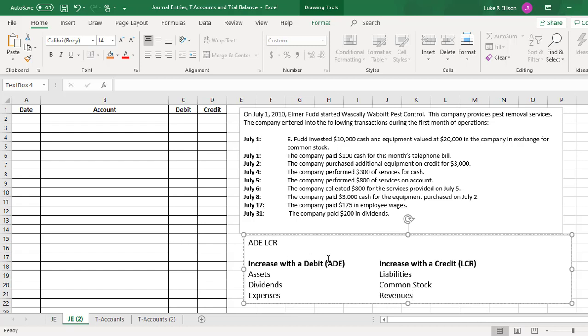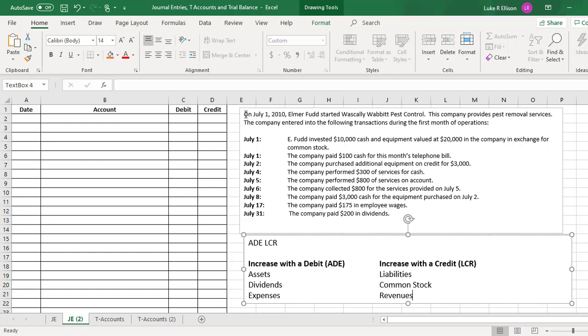Now, just as these accounts increase with a debit, they're going to decrease with, well, the opposite, a credit. And these accounts that increase with a credit are also going to decrease with a debit. So you can kind of switch it around for whatever you need in your journal entry. And you'll see how this works as we get into the actual journal entries here in just a minute.